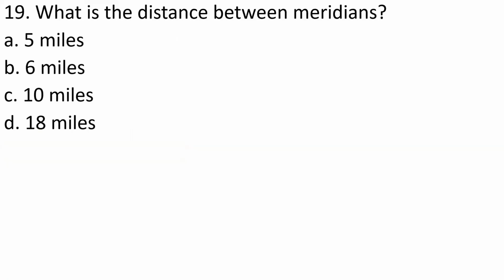Number 19, what is the distance between meridians? Well, the distance between meridians is 6 miles. Same thing, the distance between range lines is 6 miles. So a township is 6 miles square. That is because each range line and each meridian line, or tier line, are 6 miles apart.